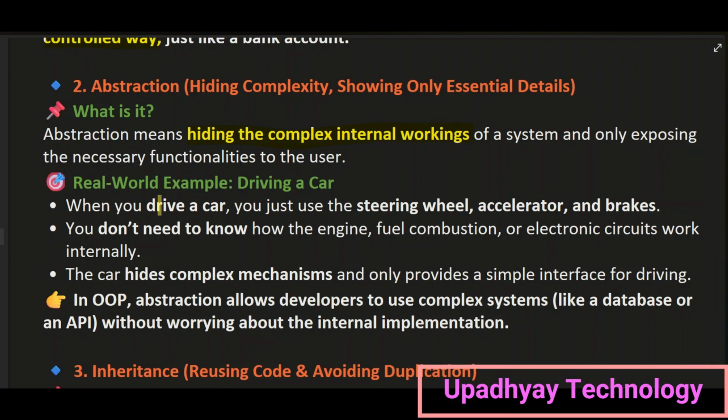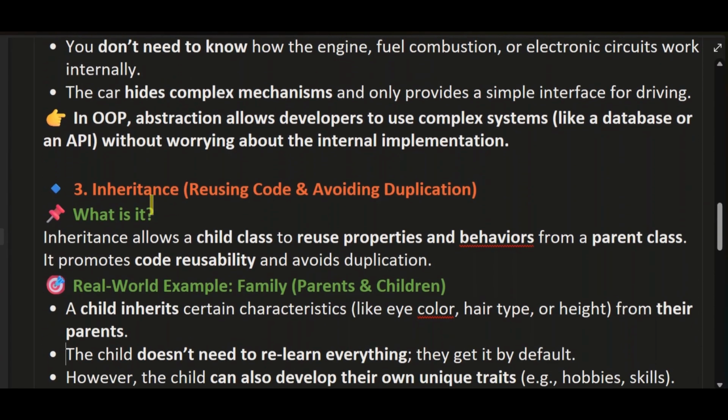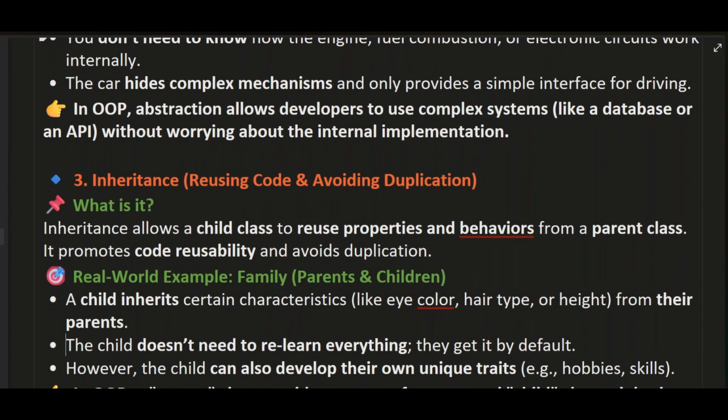When you drive a car, you just use the steering wheel, accelerator, and brakes. You don't need to know how the engine, fuel combustion, or electronic circuits work internally. The car hides complex mechanisms and only provides a simple interface for driving. In OOP, abstraction allows developers to use complex systems, like a database or an API, without worrying about the internal implementation.